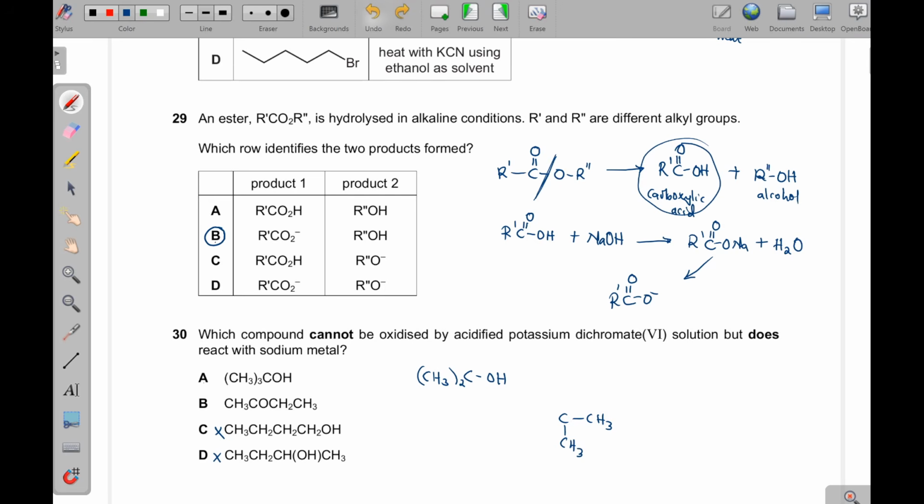Then after that, this one can react with any alcohol, can react with a sodium metal to produce hydrogen gas. So we shall have (CH3)3 here, then C, then O, and then plus a hydrogen here as a gas. You see? So the answer therefore has to be A.